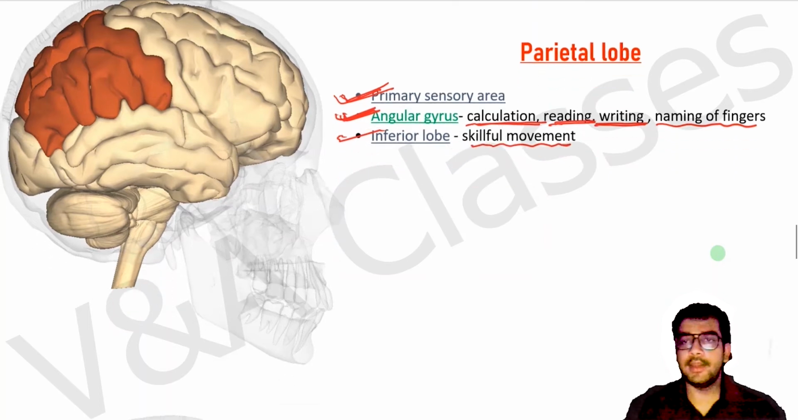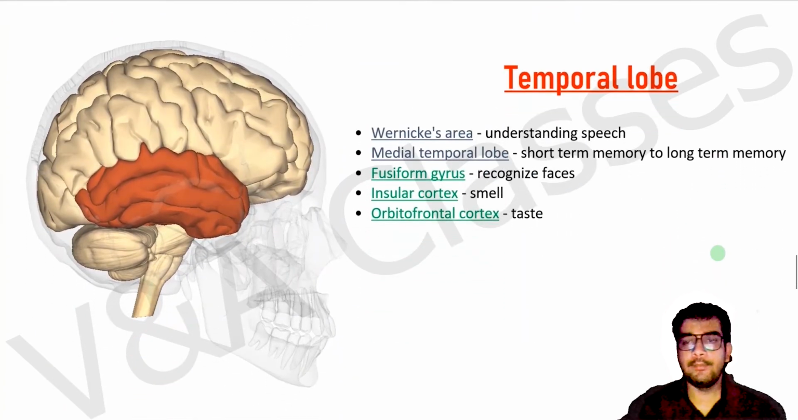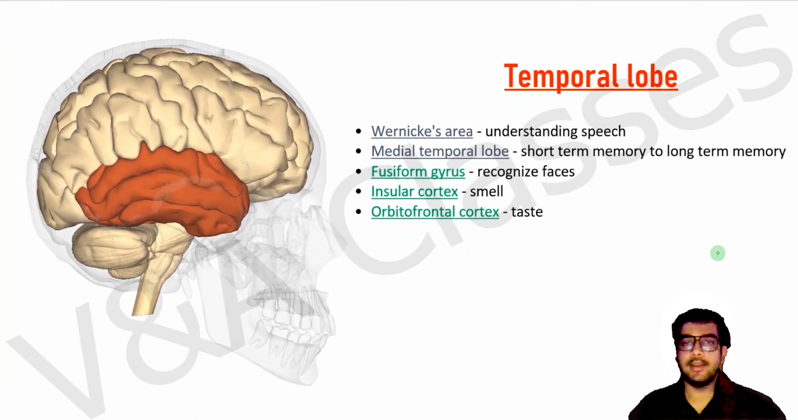Okay, so now let's see the third lobe, that is the temporal lobe. So what are the important areas in the temporal lobe? The first is called the Wernicke's area. Wernicke's area is responsible for understanding the speech. So whenever somebody says something to you, Wernicke's area is responsible for the comprehension of that speech.